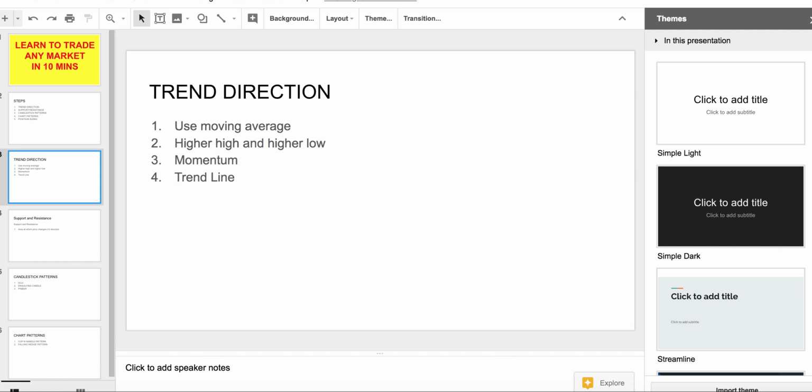A couple of ways you can try to determine what the trend is. Easiest way to do it is using a moving average, which is a 200-day moving average for longer time frames. If you're a shorter-term trader, maybe you're looking at a 20-day or a 50-day moving average. Or we can try to use higher highs and higher lows. There's another way to look at the trend direction, if it's actually trending.